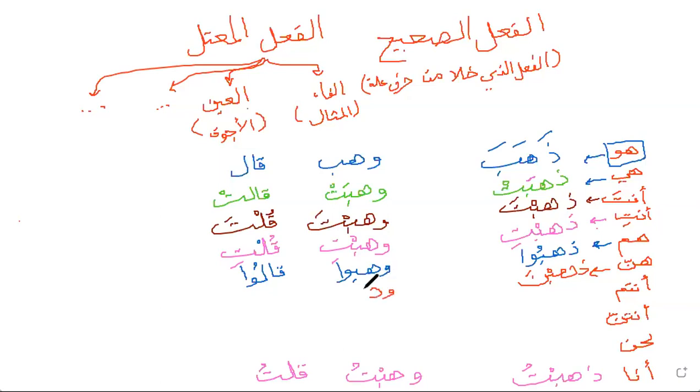hunna wahabna. Can someone give me the answers, please? And hunna قلنا. because again, look at the ba, it's got a sukoon. So the lam has got a sukoon as well. Therefore, the alif is dropped again. Qulna.